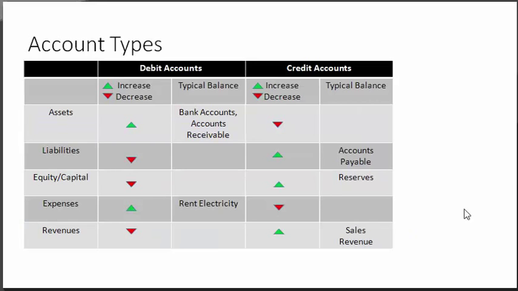Let us continue with account types. Here we see the typical account balance of different account types. For example, let us look at the value exchange for assets and liabilities. For assets, a debit transaction always increases the asset value, a credit transaction always decreases the asset value. For liabilities, a credit transaction always increases the liability, a debit transaction always decreases the liability. We will discuss the different account types in a later course.